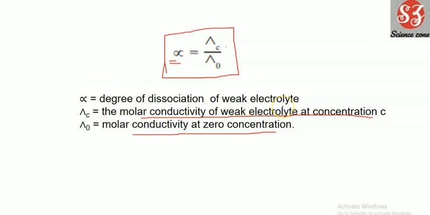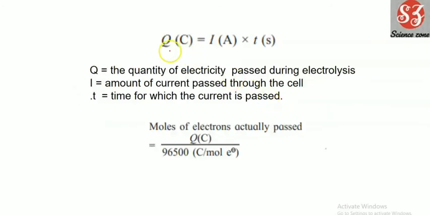Sometimes in exam they provide you with the molar conductivity of weak electrolyte at the given concentration and with molar conductivity at zero concentration, and you just need to divide them to find out the degree of dissociation of that weak electrolyte. Next formula is this, that is quantity of electricity passed, that is Q, in coulombs. So quantity of electricity passed in coulomb is equal to I, that is amount of current passed through the cell, into T, that is time for which the current is passed, in seconds. So Q in coulombs is equal to I in amperes into T in seconds. So Q equals I into T.